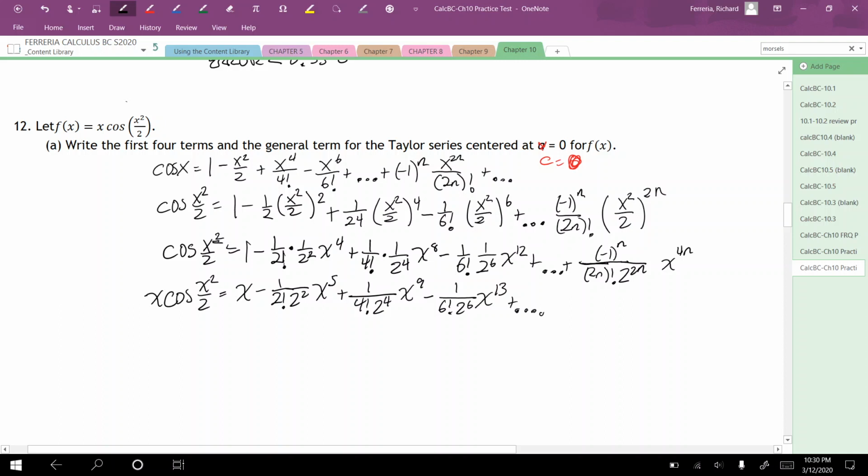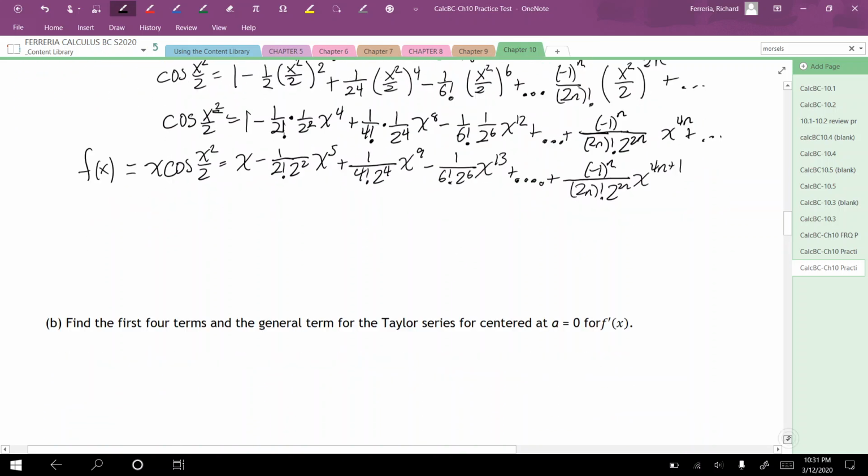And then, you know, my favorite, general term. Let's see, that's -1 to the n over 2n factorial 2 to the 2n power, and then now this is x to the 4n plus 1. Yeah, that is super unwieldy, not particularly beautiful looking, but there's our series, an exercise in torture probably.